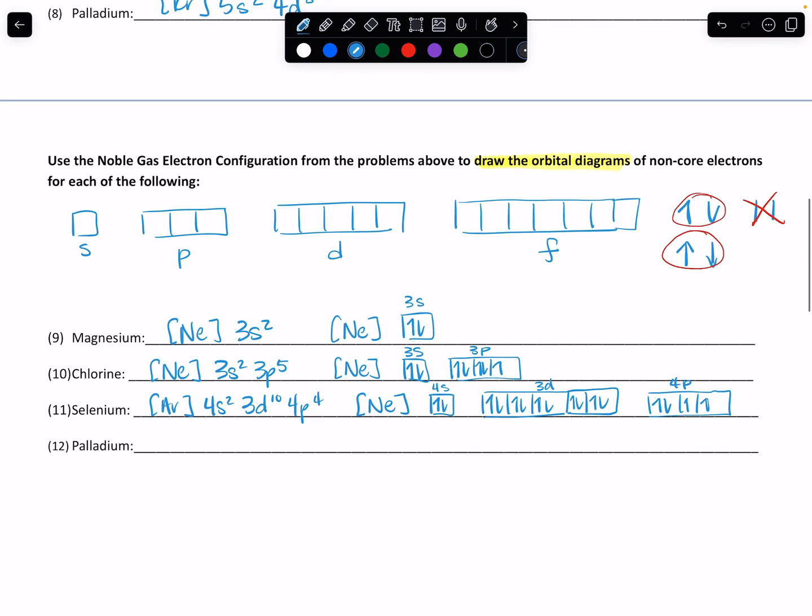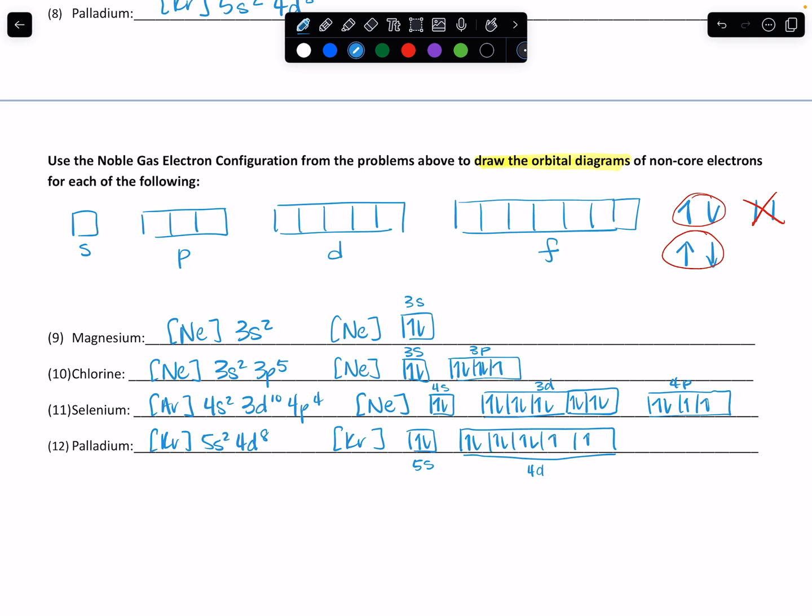And then last, palladium, krypton, 5s2, 4d8. So I come over here, Kr, I have a single box, 5s. I have 10 electrons here. 1, 2, 3, 4d. So 2 here, and then 1, 2, 3, 5, 6, 7, 8. So 2 unpaired there.